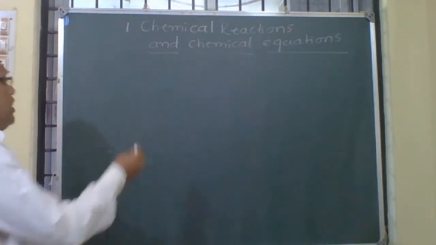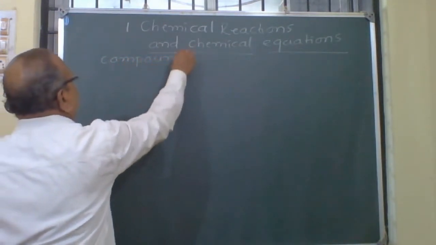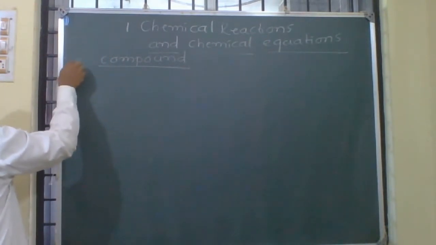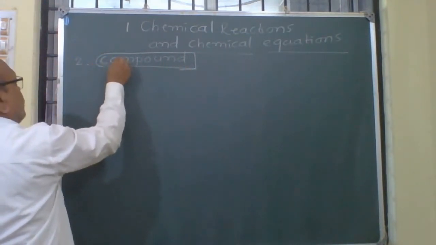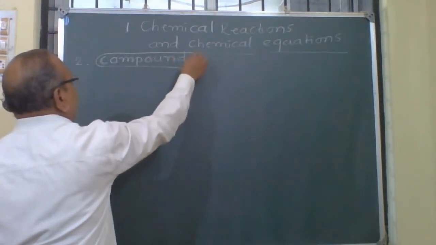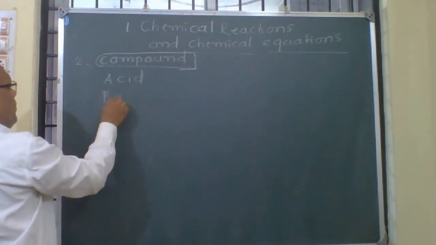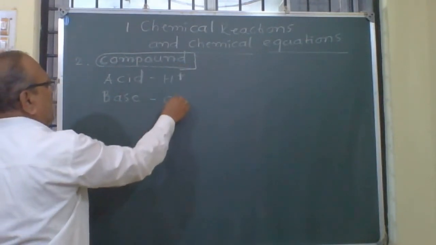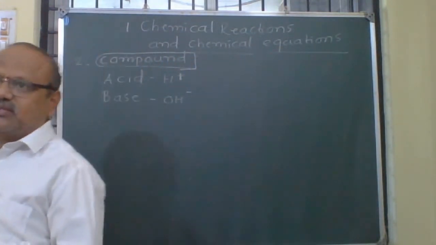Let's continue the study of compounds. Compounds are represented symbolically by a formula, we said. The second classification of matter is the compound. Let us continue with a little more detail today. Already we defined in the previous class what an acid is and what a base is. An acid is a species which produces H plus ions. A base is a species which produces OH minus ions.